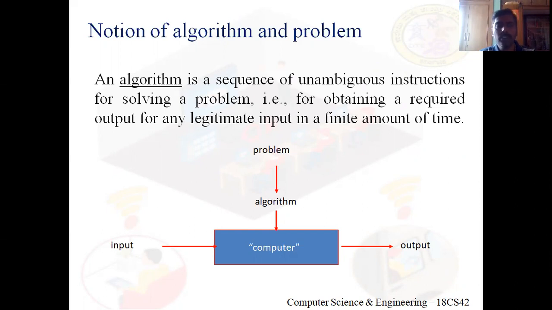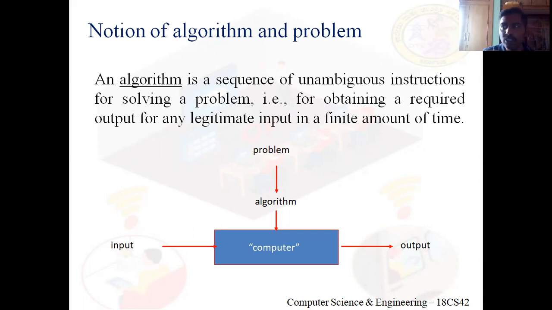Now let me look at the notion of algorithm and problem. What is an algorithm? Putting all those five steps together in this definition: an algorithm is a finite sequence of unambiguous instructions, that is, definiteness, for solving a problem, that is, for obtaining a required output for any legitimate input in a finite amount of time. Here I mean this legitimateness.